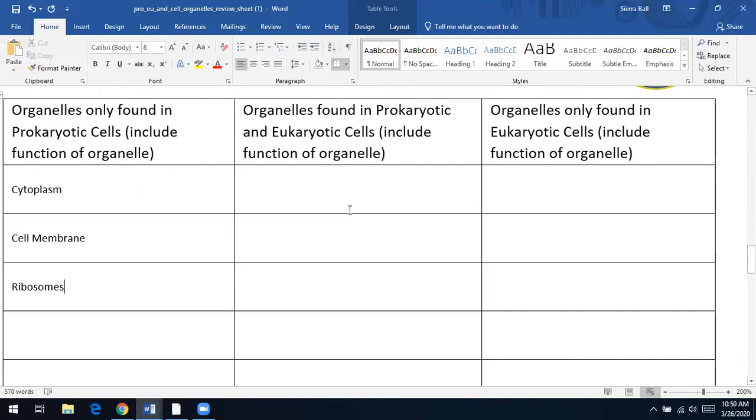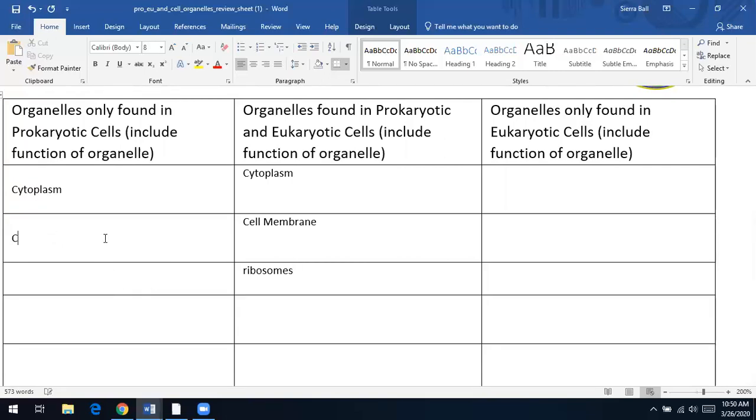Which column do I need to put these three in? The last one? No, the middle one. All right. The only thing I'm going to write down over here on this side is the nucleoid region, okay? That's where the DNA is.